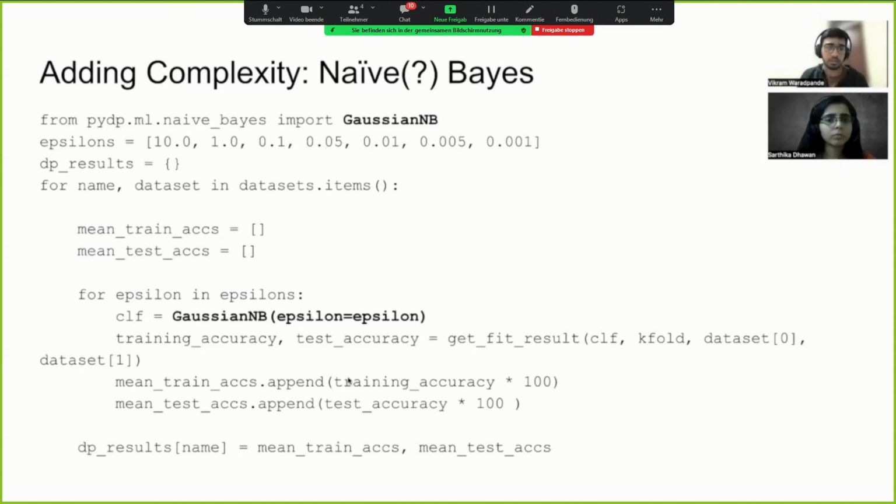So the bottom line is that PyDP comes packaged with algorithms such as the Naïve Bayes algorithm, and the way this works is by doing exactly what the Naïve Bayes algorithm does, but in a differentially private manner.